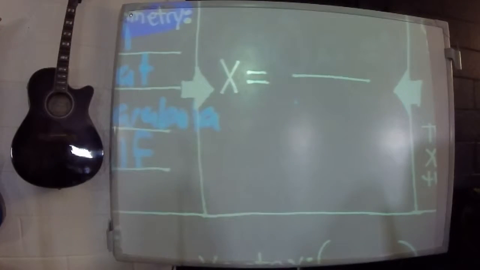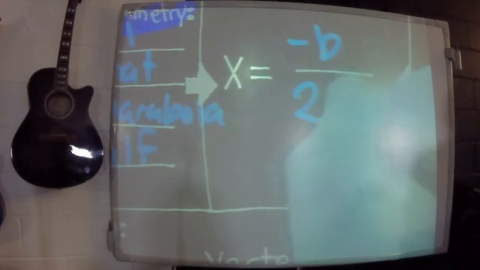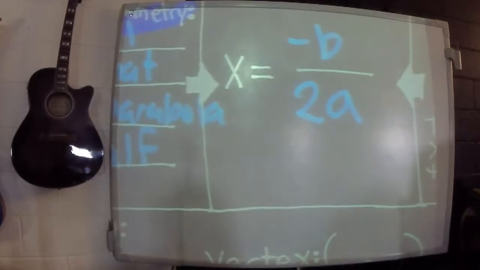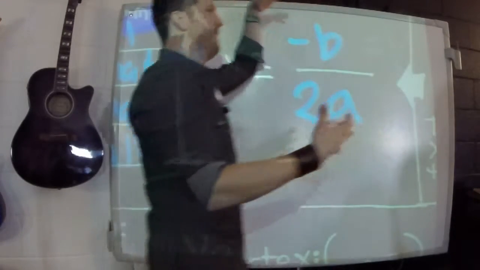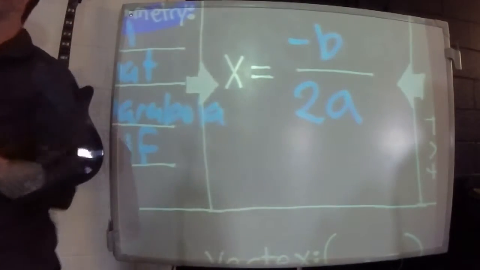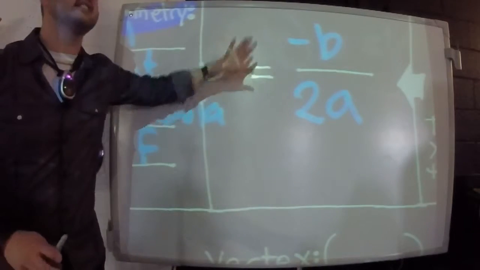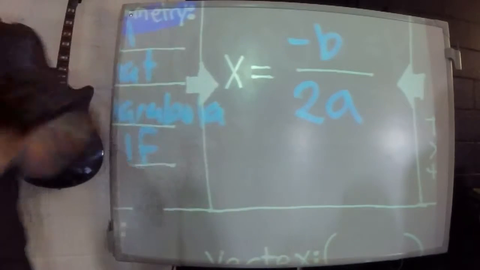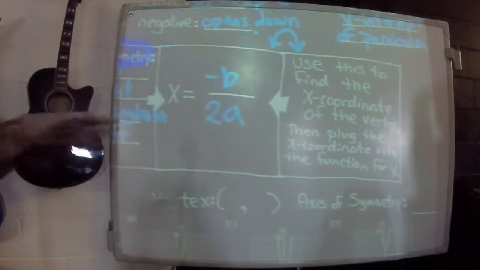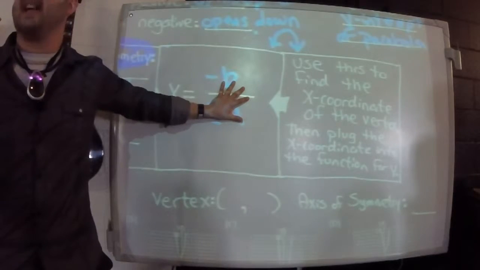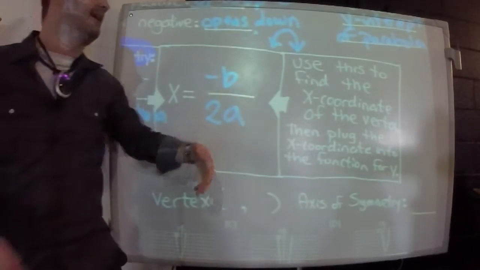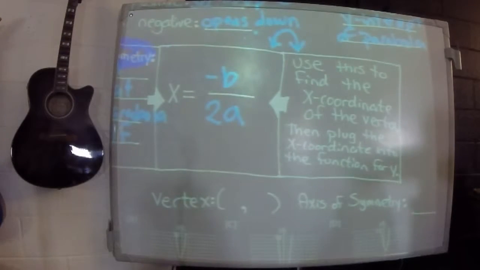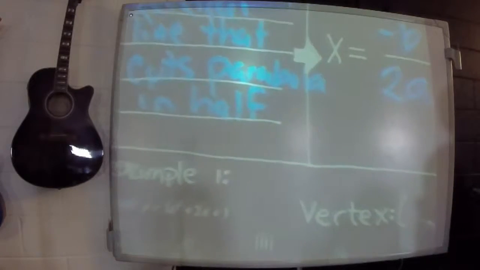Negative b over 2a. The quadratic formula is x equals negative b plus or minus the square root of b squared minus 4ac, all over 2a. Well, all that stuff over here is gone. The negative b over 2a tells us the axis of symmetry, x equals some number. What we did the other day with it, and we're going to still do it, is that this negative b over 2a will tell you the x part of the vertex as well. So it tells you two things: the axis of symmetry, and the x part of the vertex.